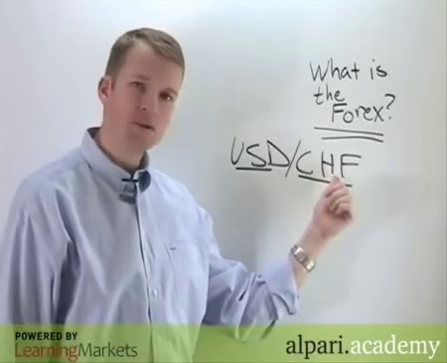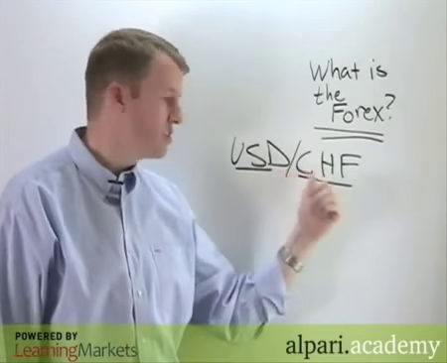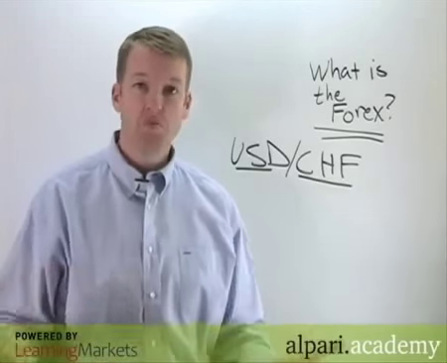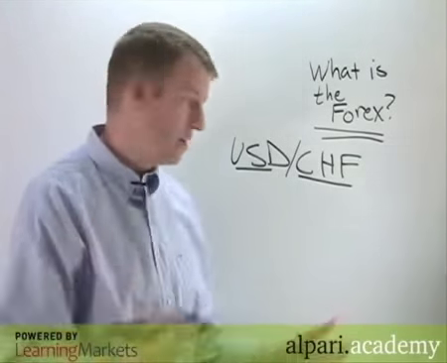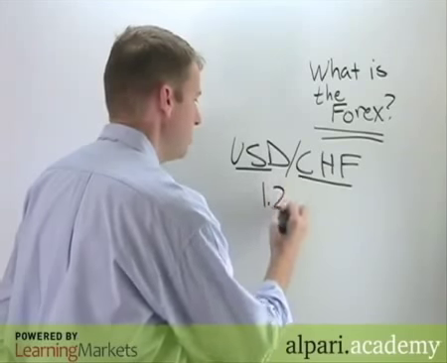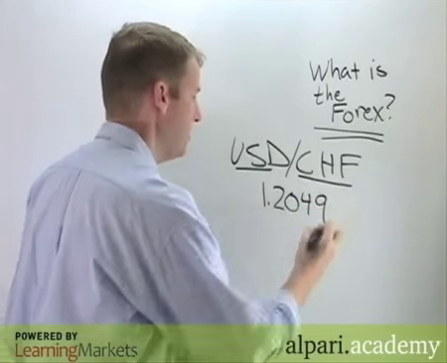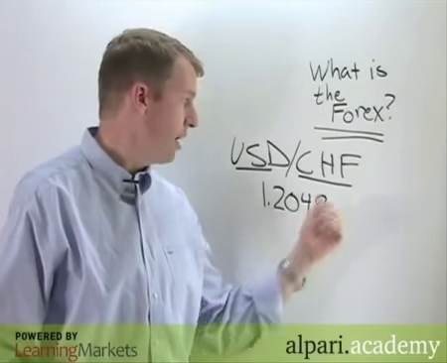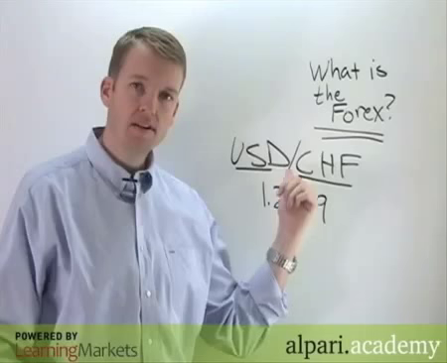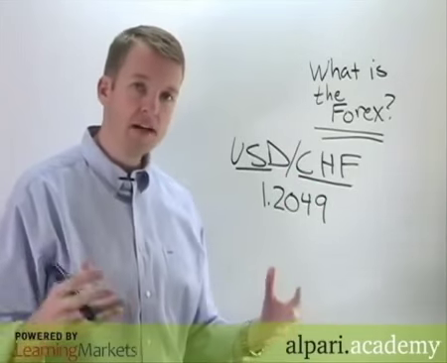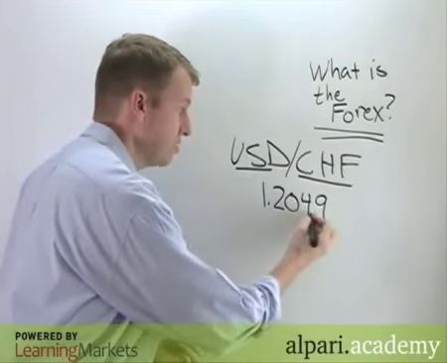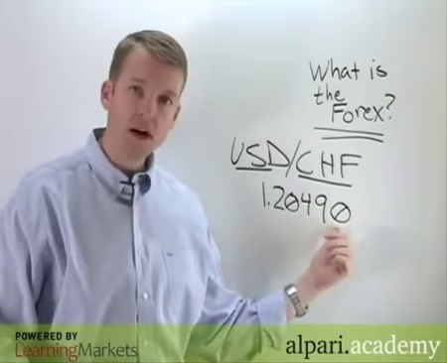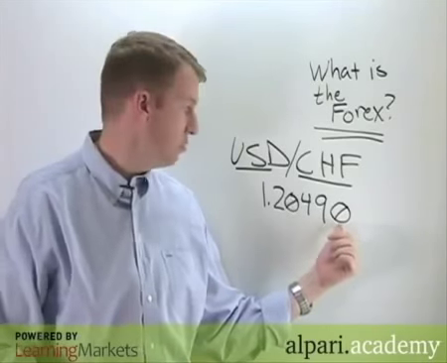This is the symbol for Swiss francs, and this is the notation you would see when you're talking about a Forex pair. This is the dollar compared to the franc. Well, what is the exchange rate for the dollar franc? Well, let's say it's 1.2049. What that means is that it costs 1.2049 francs to buy a dollar. So that's pretty simple. Exchange rates are typically carried out to the 4th or 5th decimal place when you're getting really good pricing, so you can get all the way out here to the 5th decimal place.